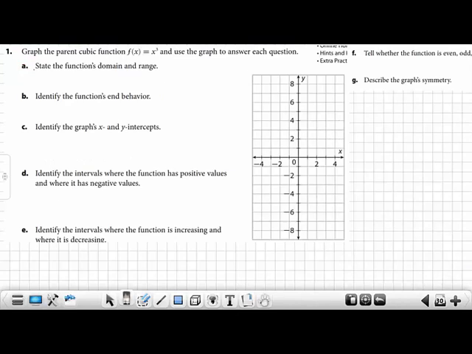Okay, so moving on from this, part 1 says graph our cubic function. We already know our cubic function goes through (0, 0), (1, 1), (2, 8), (-1, -1), (-2, -8). What's 2 times 2 times 2? 8. So the cubic function goes through (0, 0), (1, 1), (2, 8).